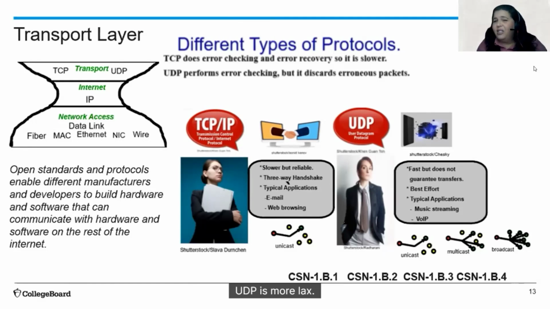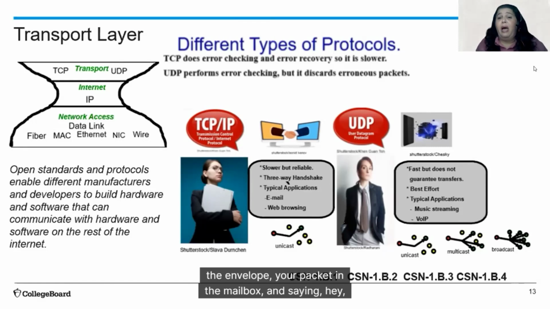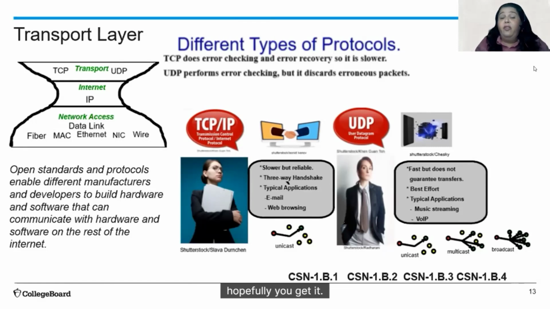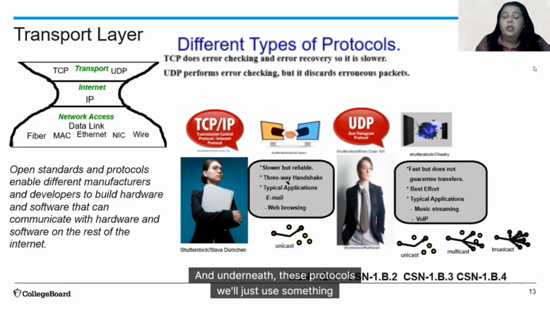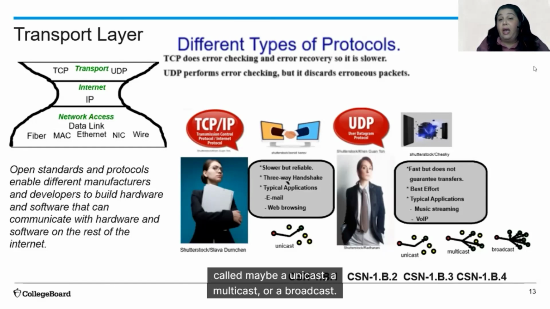UDP is more lax. It's like best effort. It's like putting your packet in the mailbox and saying, hey, hopefully you get it. And most of the time you do get it. And underneath these protocols, we'll use something like a unicast, a multicast, or a broadcast.